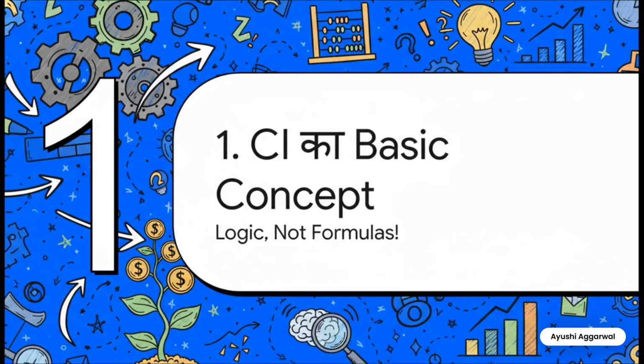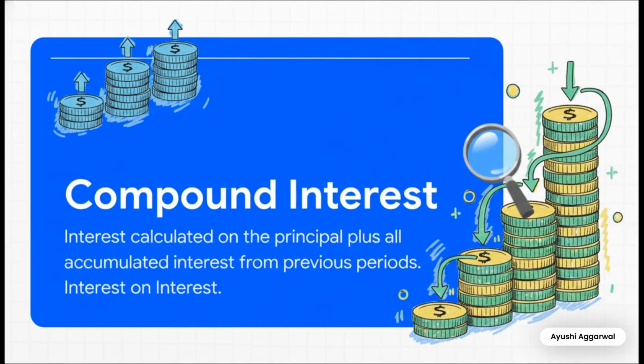All right, Section 1. Let's first get a solid grip on the basic concept of CI. But hey, we're not going to use those boring old formulas, nope. We're going to understand this with pure, simple logic. Look, here's the deal. In simple interest, you only get interest on your original money, right? But compound interest, it's a whole different game. Here, you get interest on your principal, and you also get interest on the interest you've already earned. It's literally interest on interest. And that, my friends, is the core idea.